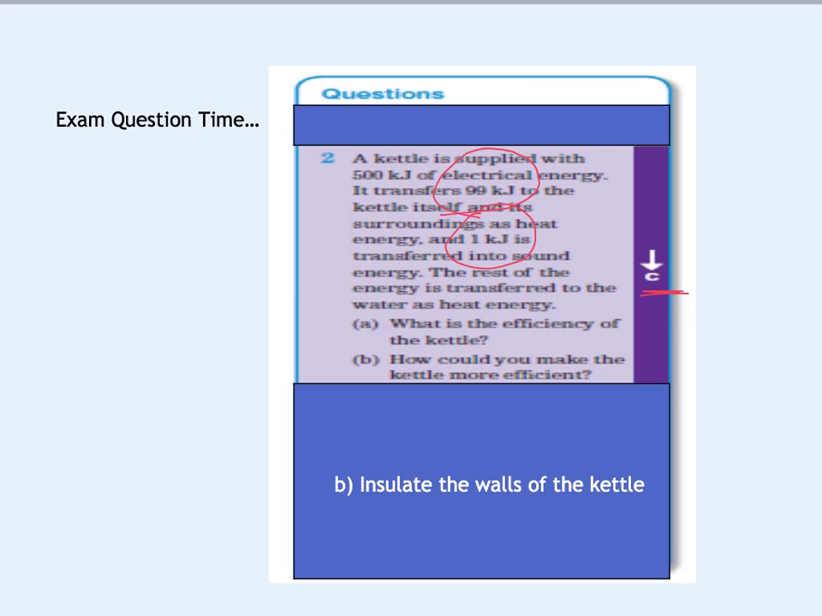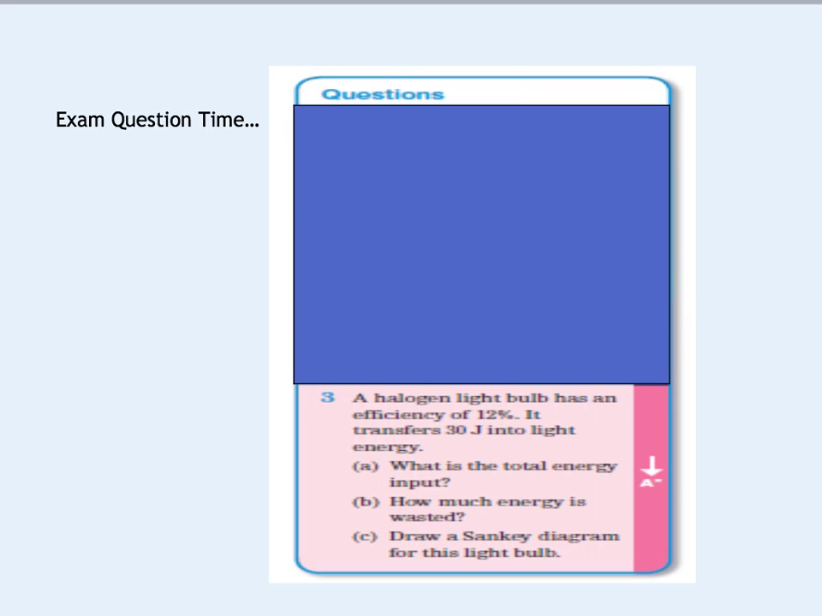Let's have a look at the tricky stuff at A star. Right, so you've got a halogen light bulb. It's got an efficiency of 12%. It transfers 30 joules into light energy. You need to do three things. Firstly, calculate the total energy input. Secondly, work out how much energy is wasted. And thirdly, draw a Sankey diagram for this light bulb.